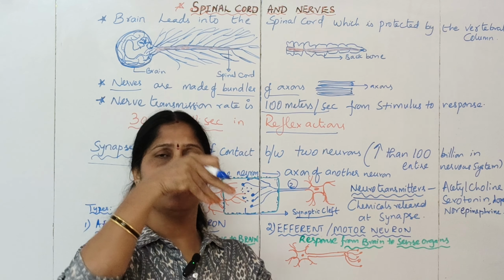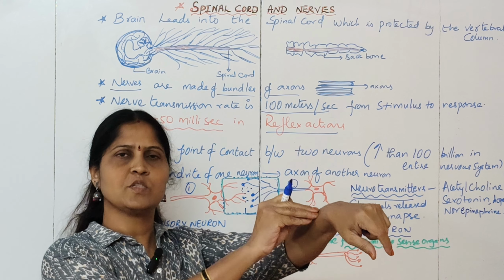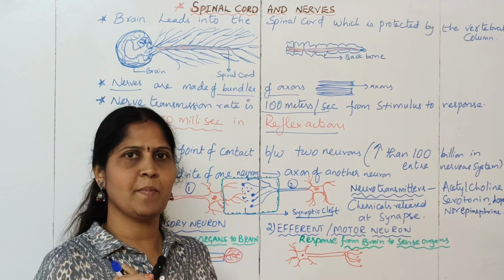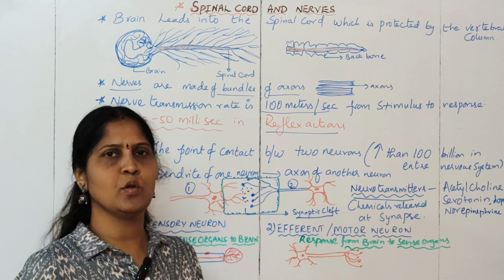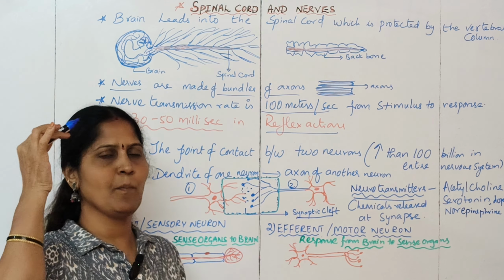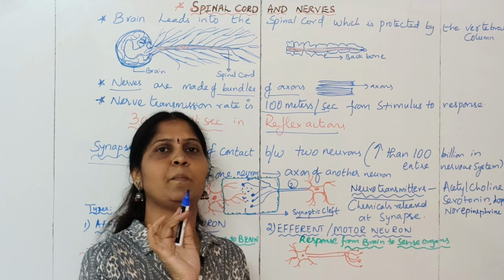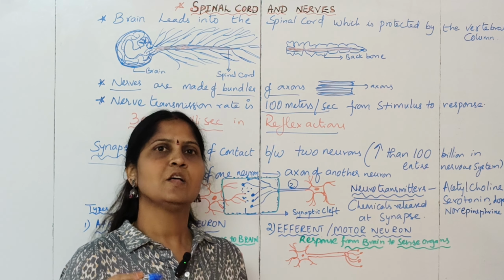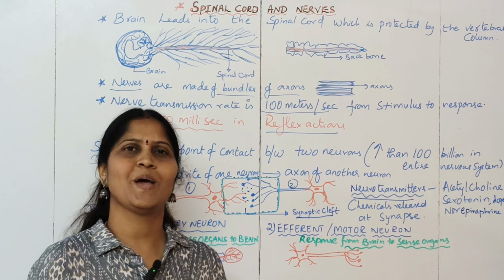And from brain, some response will be generated. I feel the pain there. That is the response of the brain. So I am feeling that pain because of the response which is generated by the brain, and that response will be carried to the muscle by the motor neuron, which is also called the efferent neuron. So afferent neurons will carry the impulse to the brain, and efferent neurons will bring the impulse from the brain to the affected muscle, so that the response can be generated. So like this we have some information about the spinal cord and nerves which you have to remember.